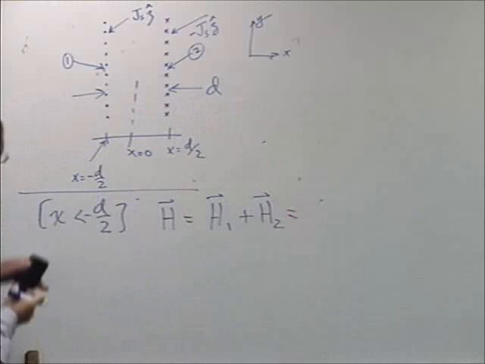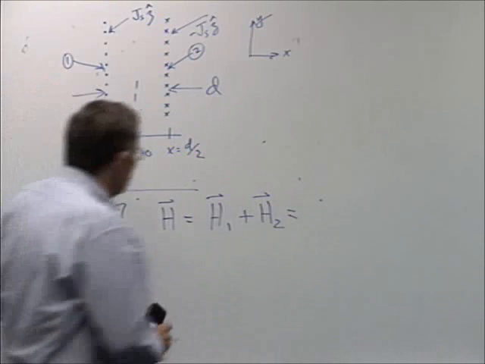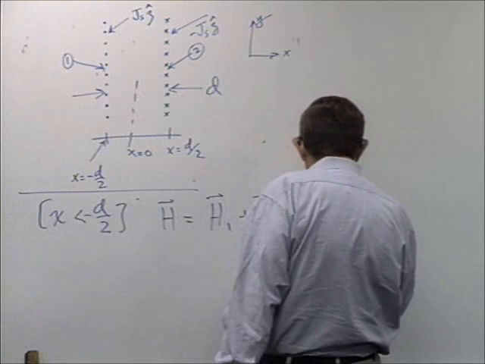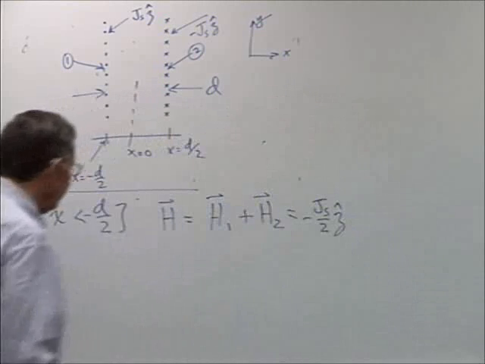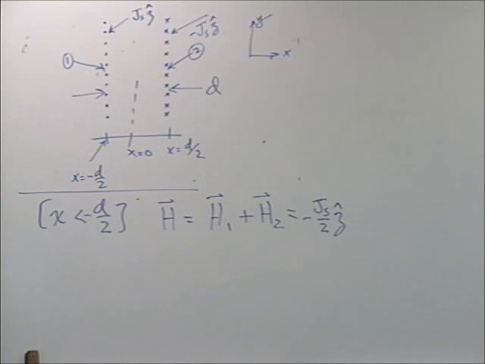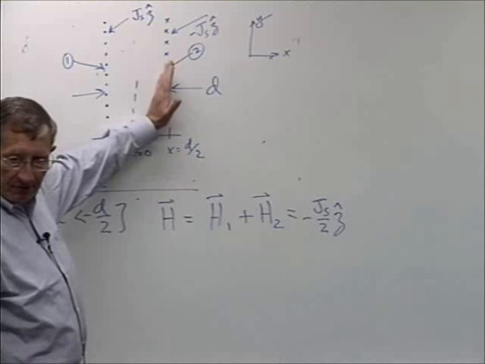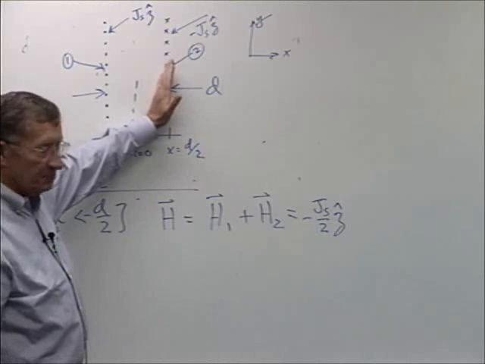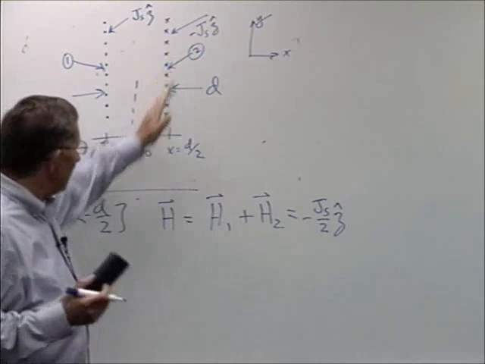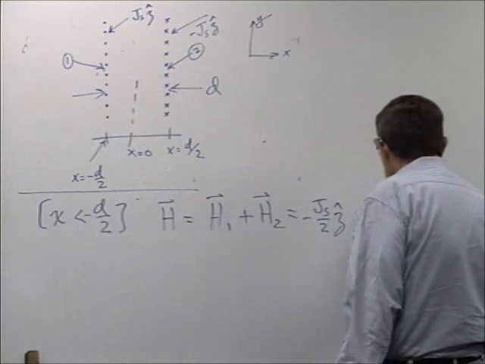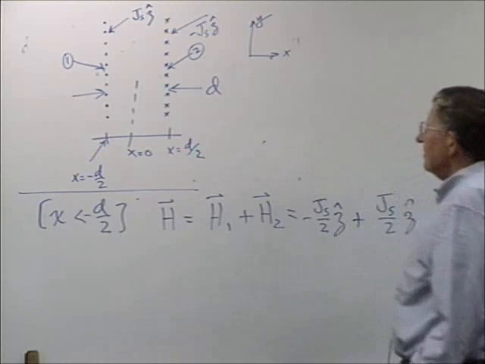So the H field from 1, we're to the left of it, so it's going to be JS over 2 minus z hat. This is H1. H2, we're to the left of H2, so we're doing this by superposition. Linear problem, we can add the fields. So we add H2, and we get plus JS over 2 z hat.